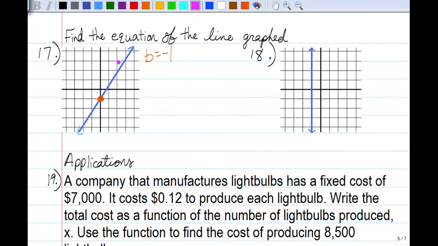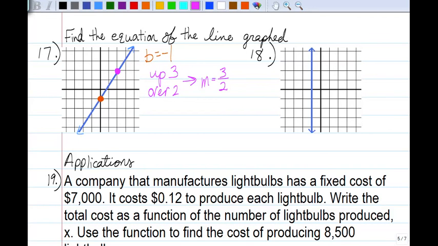So I'm going to say that right here is a nice point that we could identify. Then I just want to figure out what I have to do to get from one point to the next, and we're always going from left to right. To get from this orange point to this pink point, I have to go up 1, 2, 3, and over 1, 2. Up 3, over 2. So that tells me that my slope is equal to 3/2.